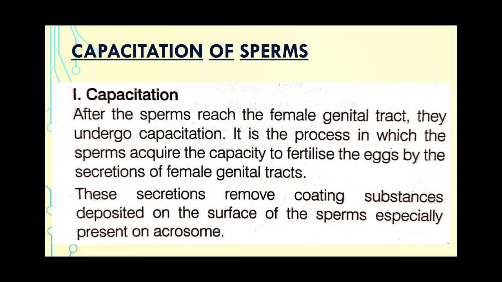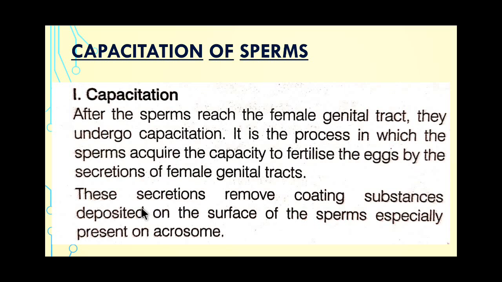Now capacitation of sperm. On coming in contact with the fluid of the female genital tract, multiple changes occur that activate the sperm for the final process. The secretion of the female genital tract removes the coating substances deposited on the surface of the sperm, particularly those on the acrosome. This phenomenon of sperm activation is known as capacitation, which takes about 5 to 6 hours.